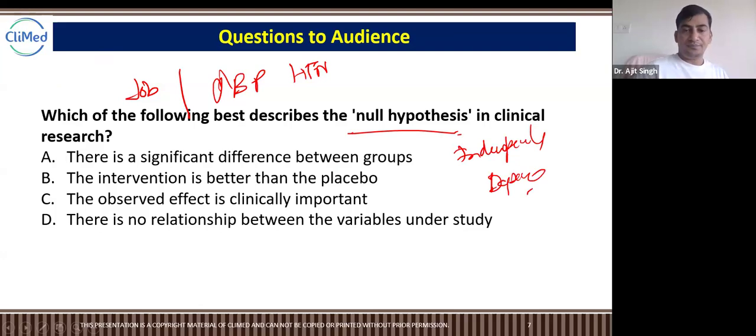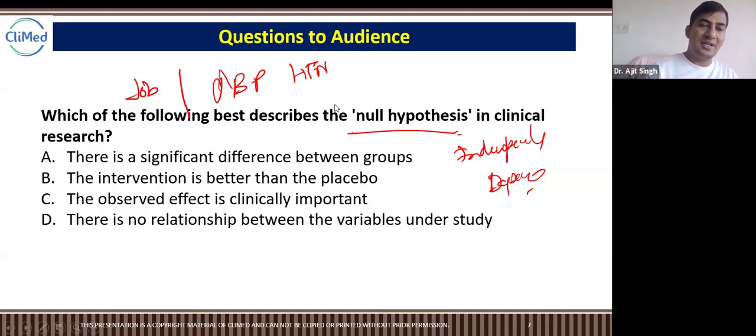Yes, someone. Independent variable like time? No, I'm not asking time. I'm asking in the job and hypertension, what is independent and what is dependent? Okay. So yes, job is independent variable here and hypertension is dependent variable.